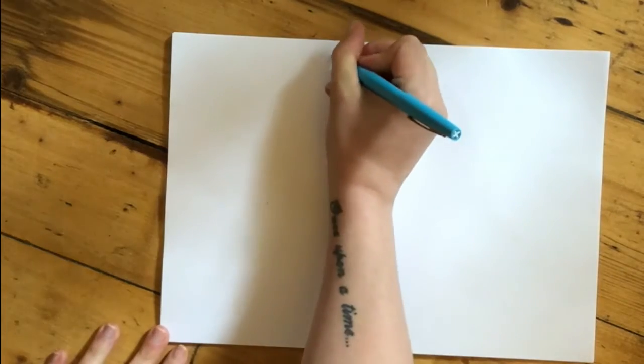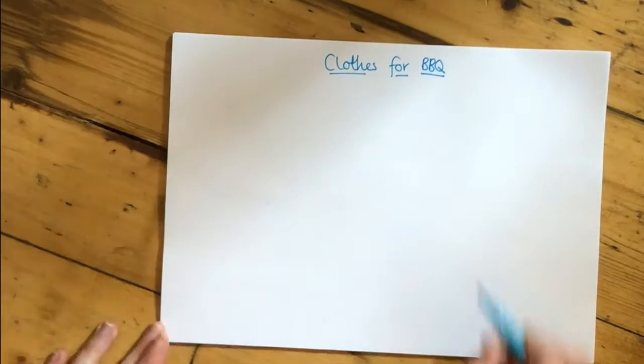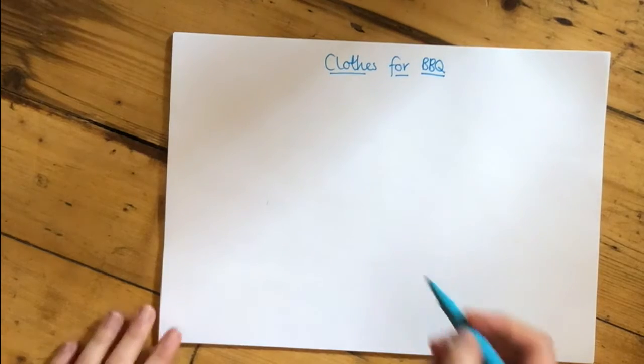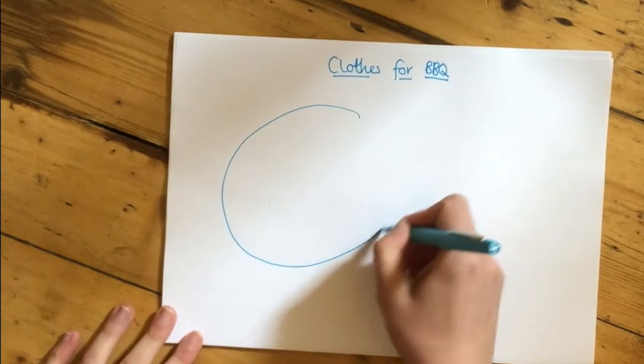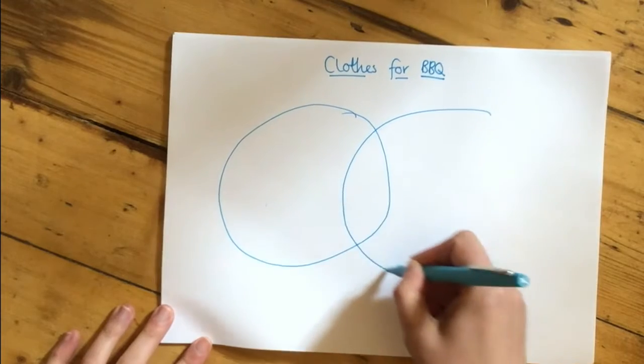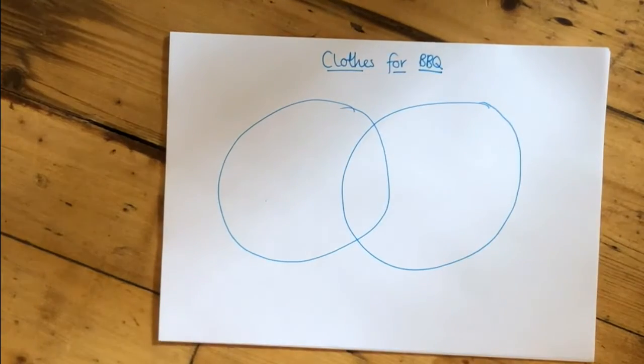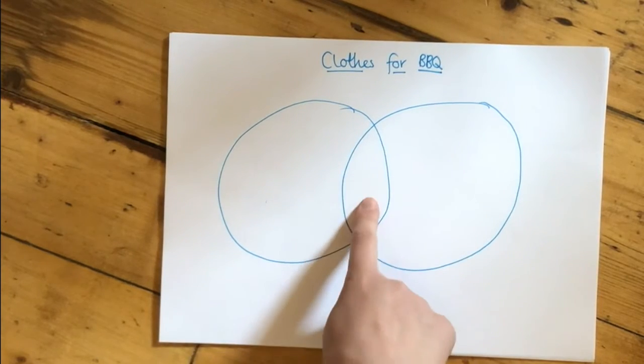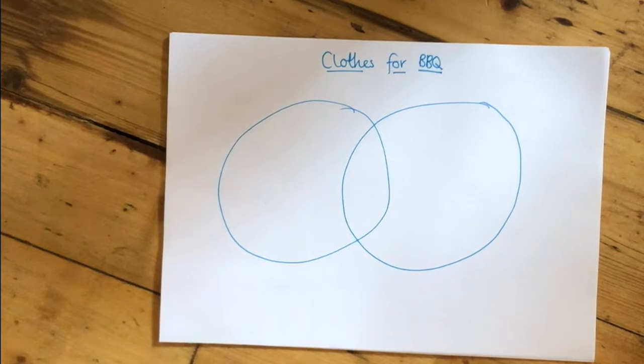Then I need to title my diagram, as always. What am I going to be looking for? What clothes to wear to the barbecue? So I'm going to write at the top. Then I need to draw my two circles. It's important that these circles overlap each other. I'll show you what I mean. So you see how the two circles overlap each other in the middle. That's really important, and you'll see why later on.